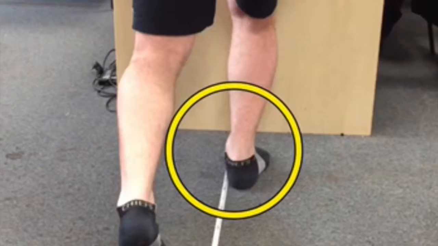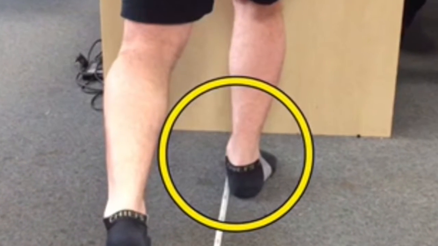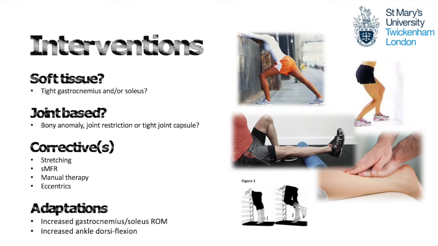However, from behind, we can see severe compensations through eversion of the ankle. For the interventions, first we need to assess whether it was soft tissue or joint based. Assuming it's soft tissue and we can actually make a change, we can increase range of movement via stretching, myofascial release, manual therapy, and eccentrics.